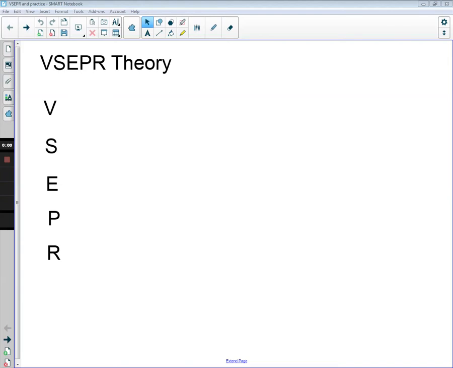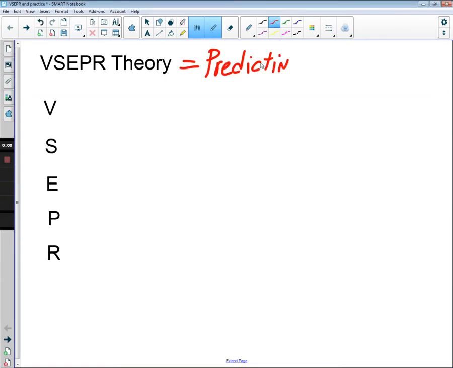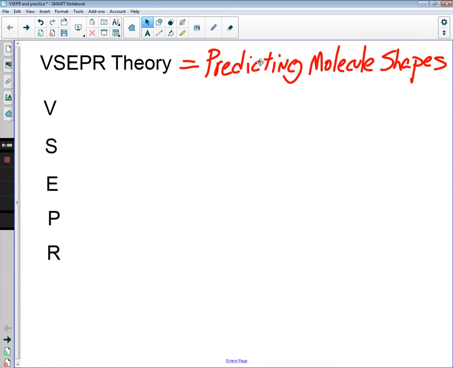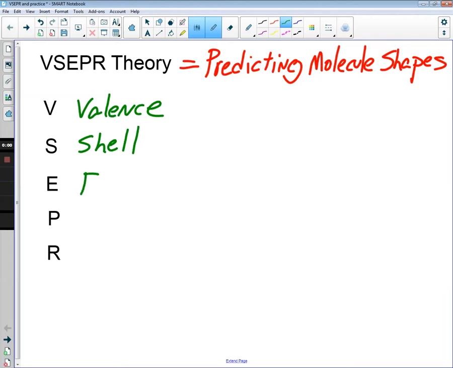So VSEPR theory is all about predicting molecule shapes. And VSEPR is an acronym, and you don't really have to know this so much, but just so you know where it comes from, VSEPR stands for valence shell electron pair repulsion.